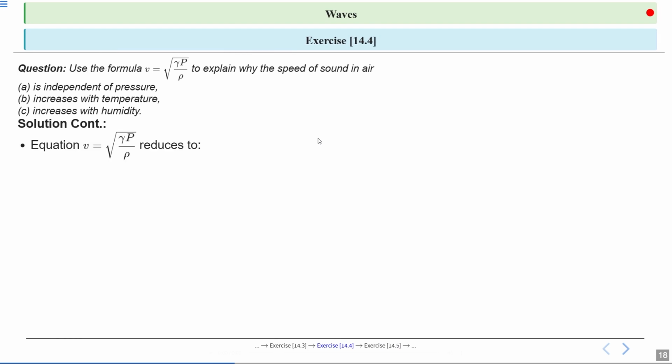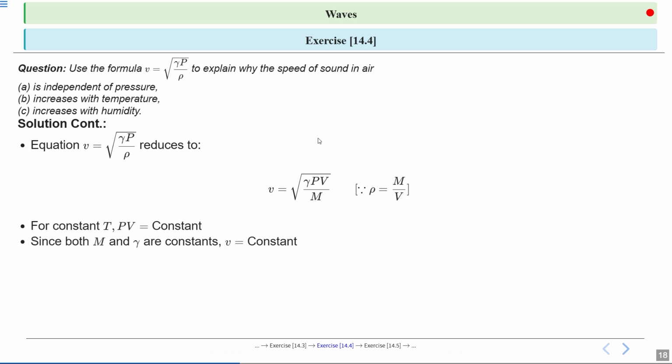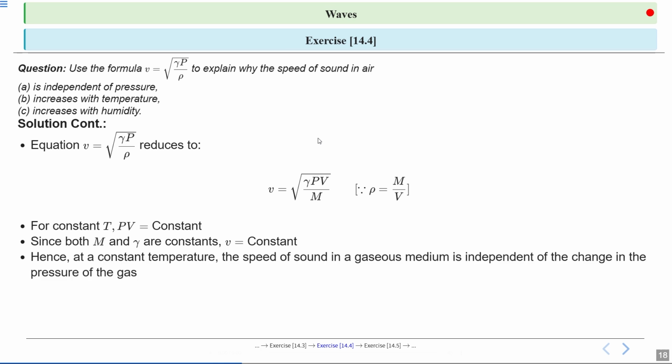Now the equation V equal to under root gamma into P divided by rho reduces to V equal to under root gamma PV divided by M, since rho equal to M divided by V. For constant T, PV equal to constant. Since both M and gamma are constants, V equal to constant. Hence, at a constant temperature, the speed of sound in a gaseous medium is independent of the change in the pressure of the gas.